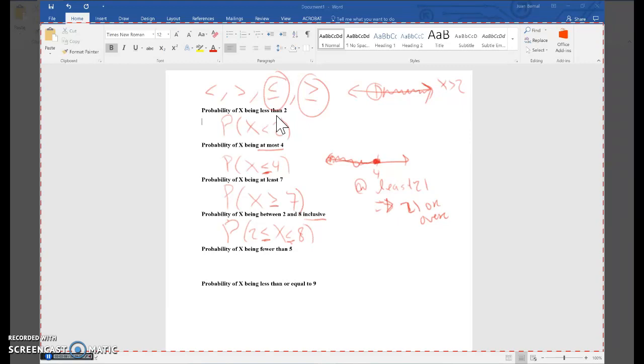Probability of x being fewer than 5. That means we are looking at everything that's less than 5. Fewer than 5, 5 is not included. It didn't say 5 or fewer, it just said fewer than 5. So it's probability of x being less than 5. Okay, probability of x being less than or equal to 9. Well, that one literally just says less than or equal to 9. And that's what it is.